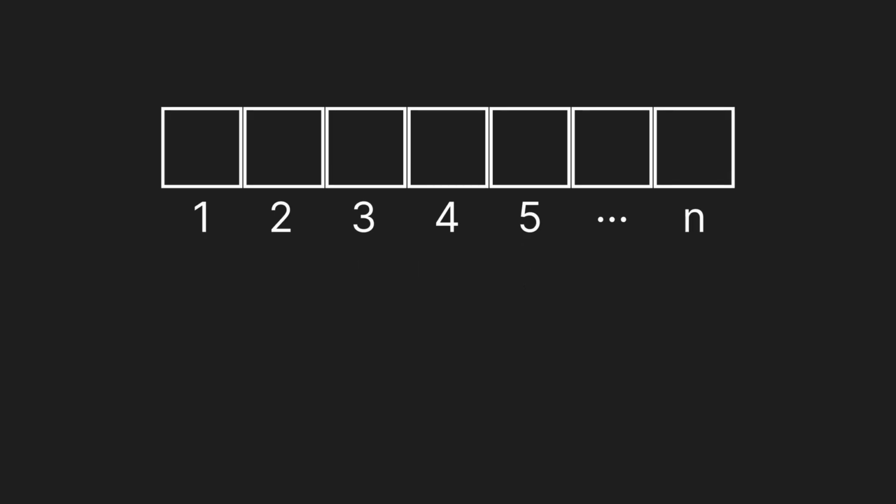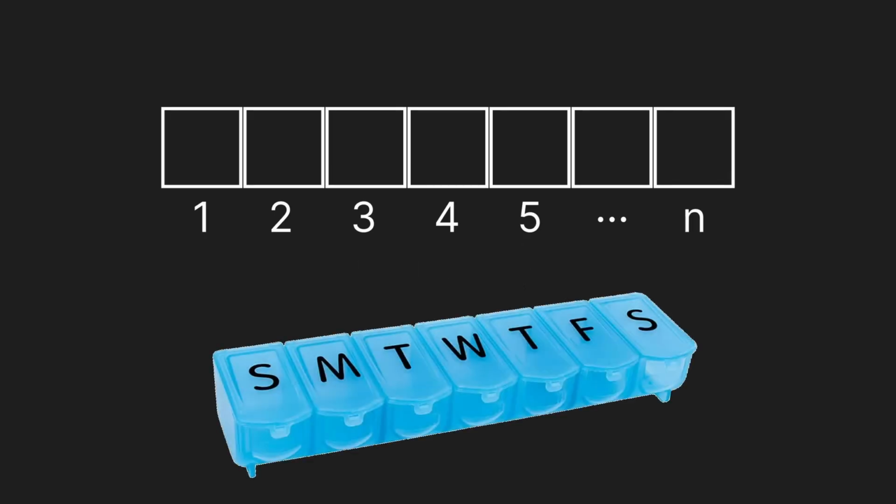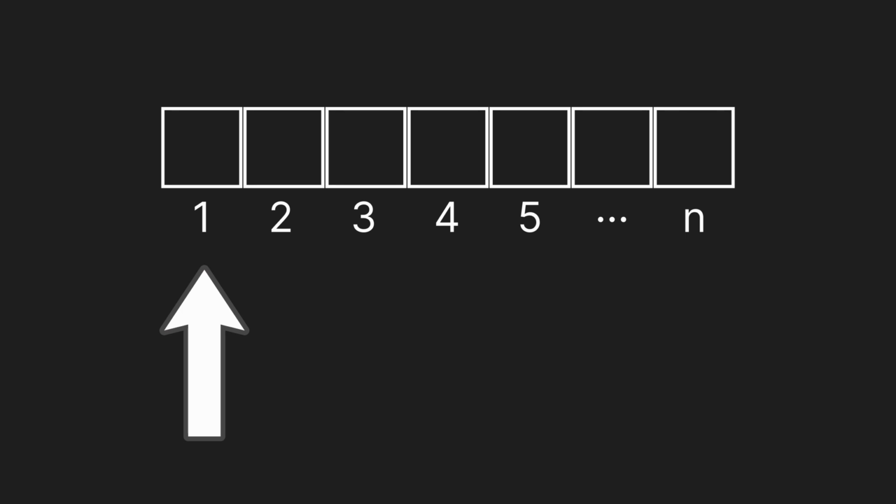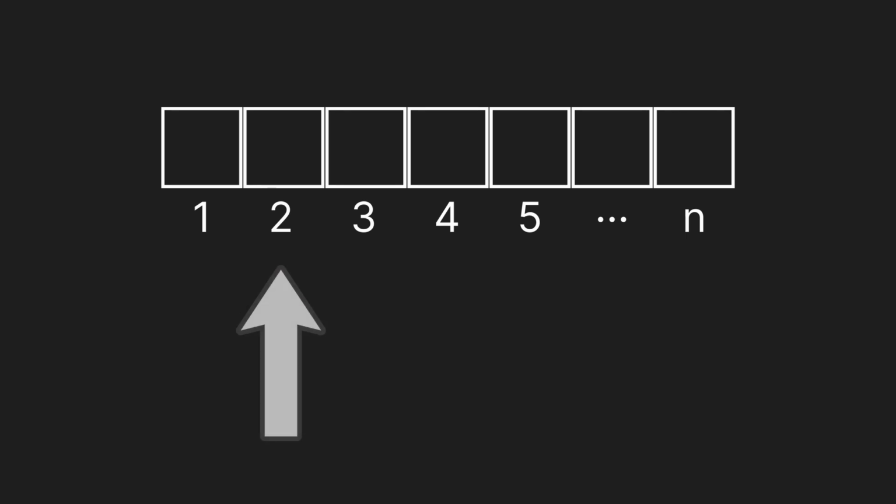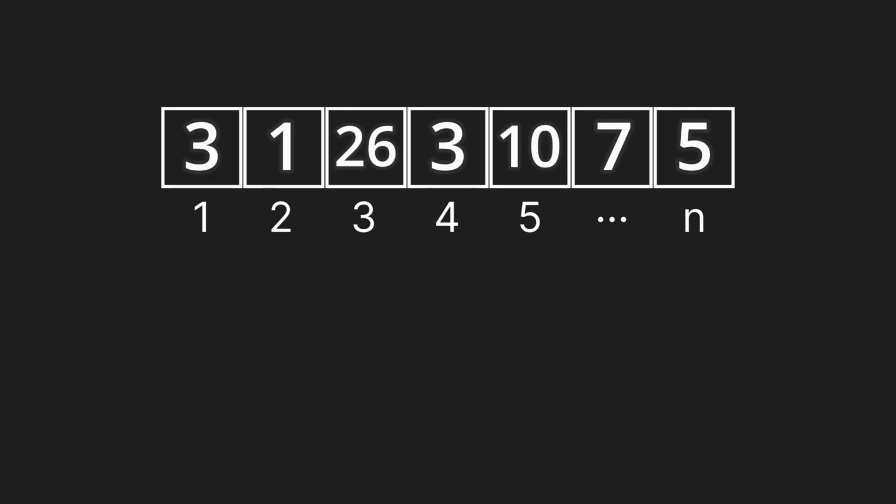One way to use a table is using it as something called an array. An array looks like this. It's like one of those pill containers that has days of the week on it, but instead of indexing by weekday, we index by number. So the first space is index 1, the next one 2, and so on. We can then put data into each one of these slots.